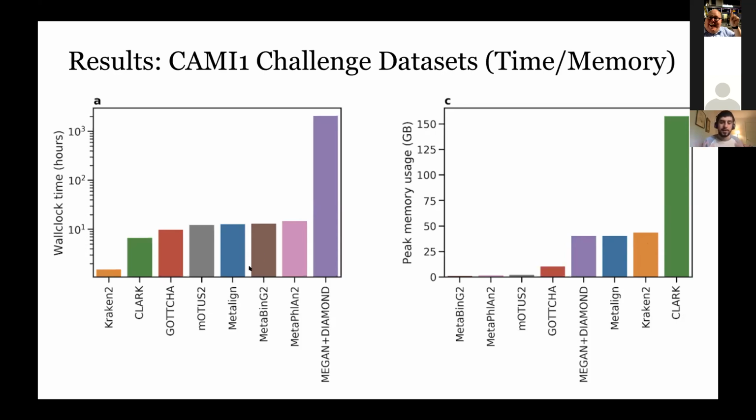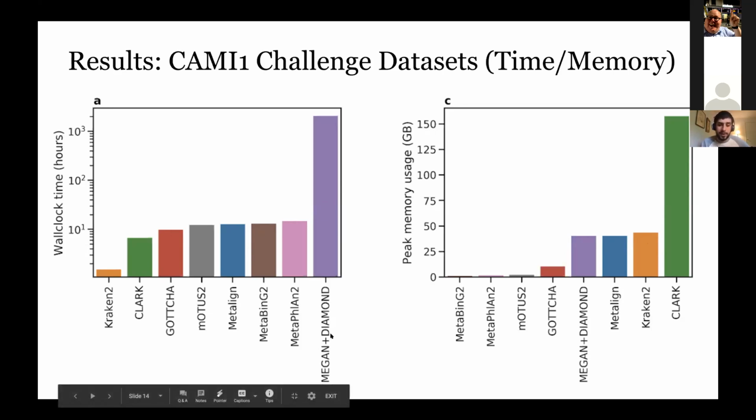So overall, Metalign is kind of middle of the road in timing and memory. We didn't focus on those. We basically wanted to get the most accurate results possible while being reasonable in these. But Megan was very accurate, but much slower.